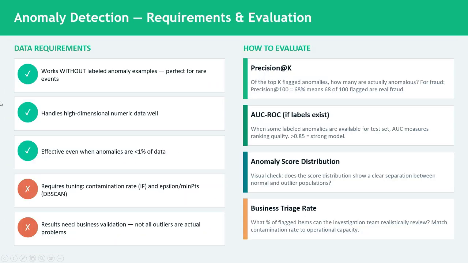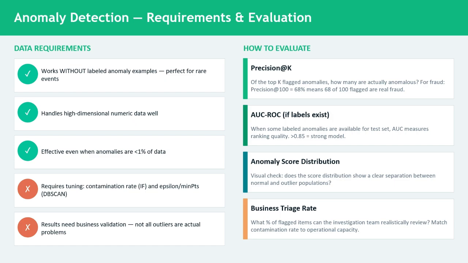Data requirements for these anomaly detection methods, isolation forest and DBSCAN, work without labeled anomaly examples. Right? We don't know if they're anomalies or not. It's based on how the data is clustered. So it's kind of an evolution past the clustering methods of k-means clustering. Handles high dimensional numeric data well. All right, these are finding anomalies for bank transactions or network access.